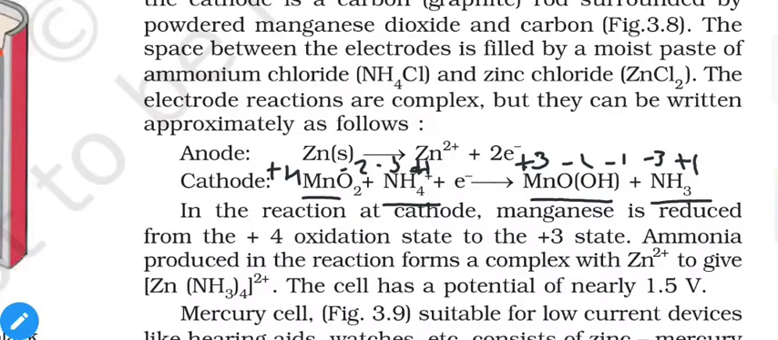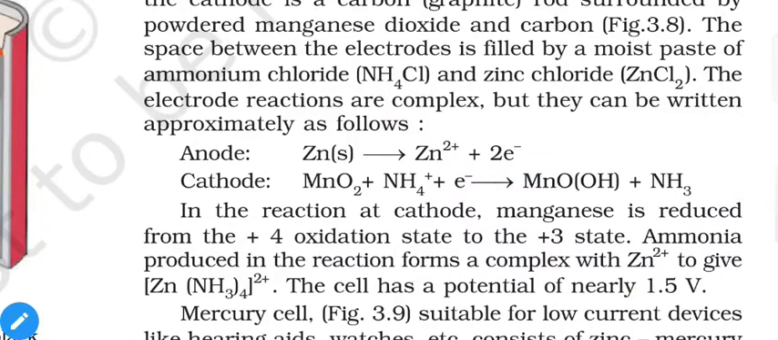So the oxidation states of oxygen, hydrogen and nitrogen do not change, but manganese does, from +4 to +3. So Mn is being reduced from the +4 oxidation state to +3. So the actual redox couple will be zinc and MnO2, in which MnO2 is being reduced from +4 to +3.